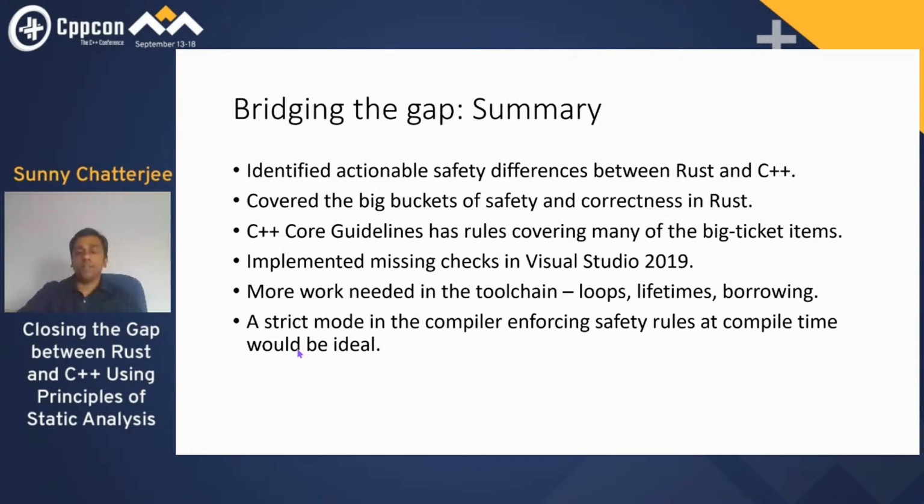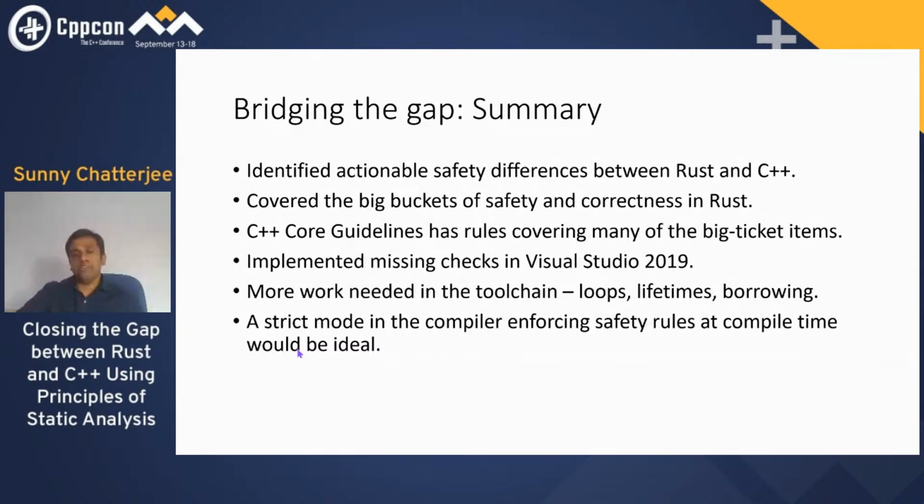Obviously, we also identified more work that is needed in the tool chain. So we could be doing more checks in the loops, like we could identify, for example, loop invariants and suggest moving them out of loops. We could be improving our lifetime checks that we have in the C++ lifetime profile. Similarly, we could add checks around borrowing whenever we see a borrowing semantic in C++.